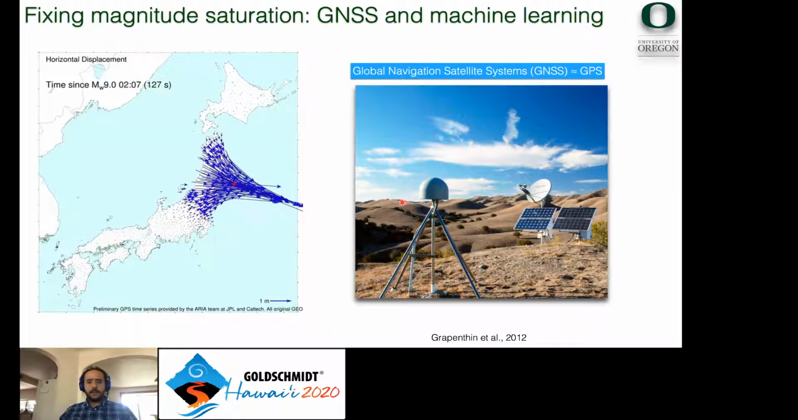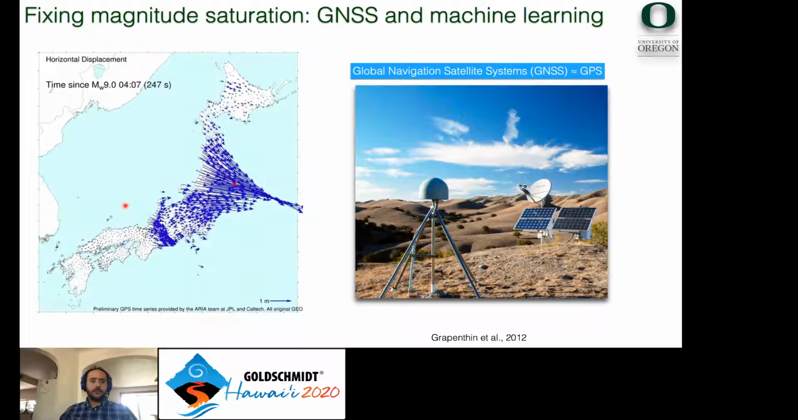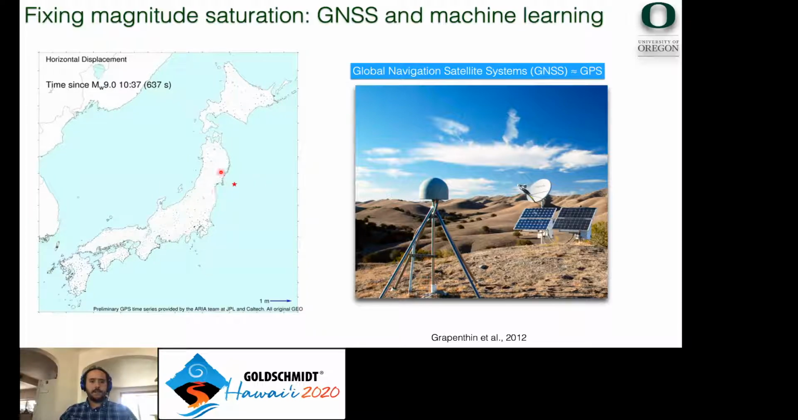This is what a GPS or GNSS station looks like these days, a very fancy and expensive antenna measuring time of flight to all the satellites and being telemetered back to a data center. Turns out that during the 2011 earthquake in Japan, we had crustal deformation measurements. They weren't running in real time, but this is what the crustal deformation pattern looks like.